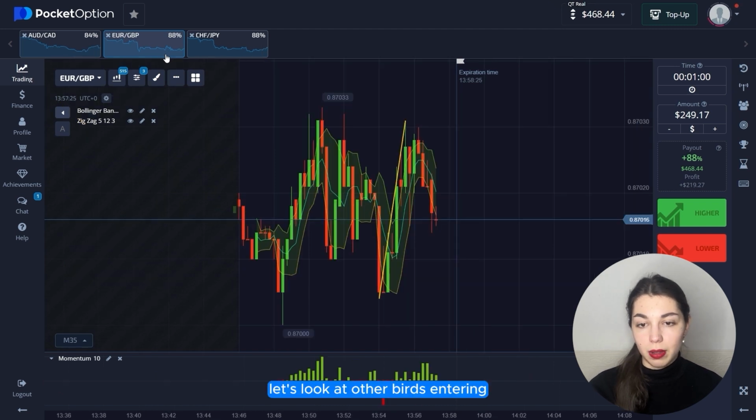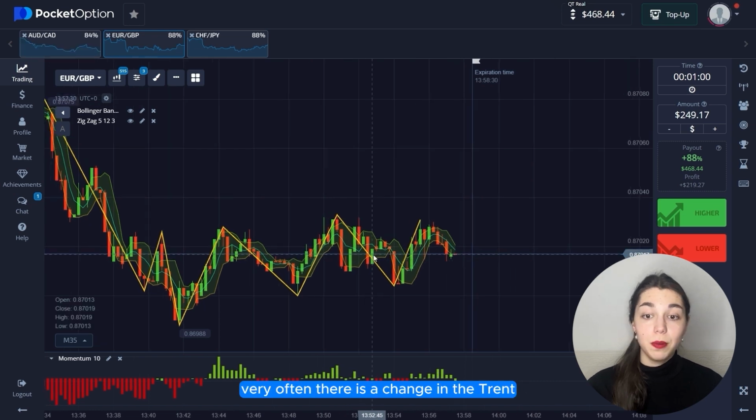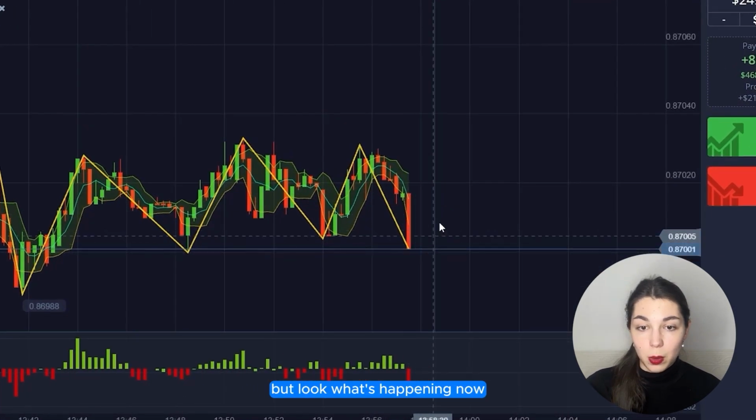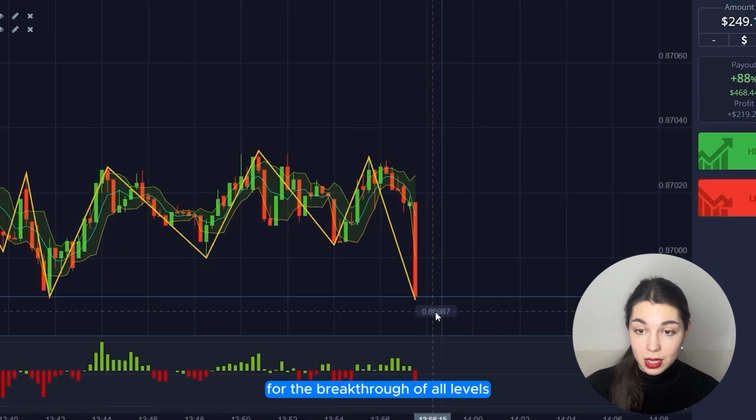Let's look at other pairs. Entering on Euro GBP is still risky. Very often there is a change in the trend. But look at what's happening now. A huge downward movement with a breakthrough of all levels.